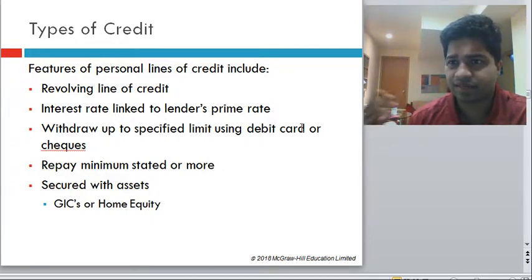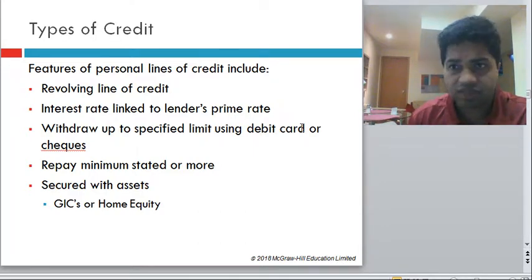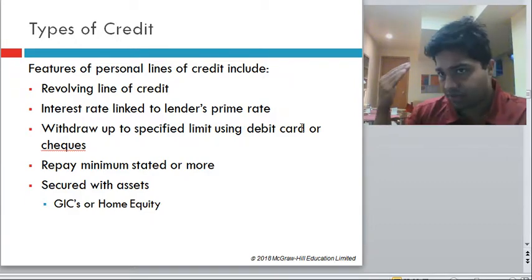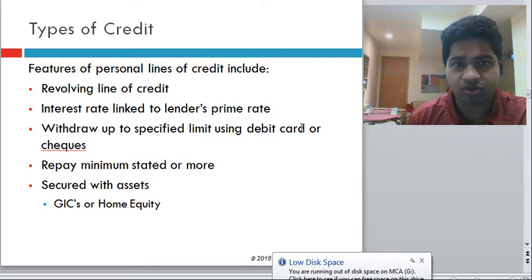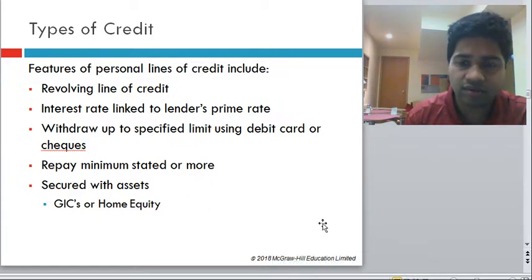The prime rate is something that the Bank of Canada sets, and interest rates are based on that prime rate. So if the interest rate goes up, the borrowing rate goes up. If the interest rate goes down, the borrowing rate goes down. Withdraw up to a specified limit, repay the minimum stated or more, and it can be secured with assets like a GIC or home equity.